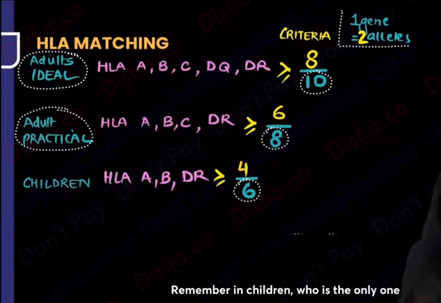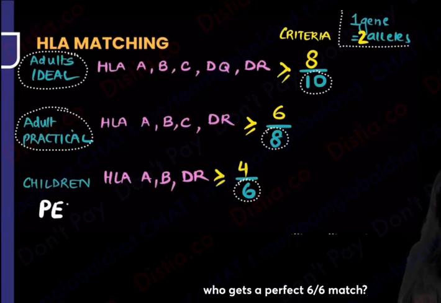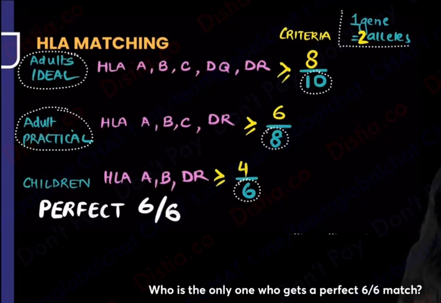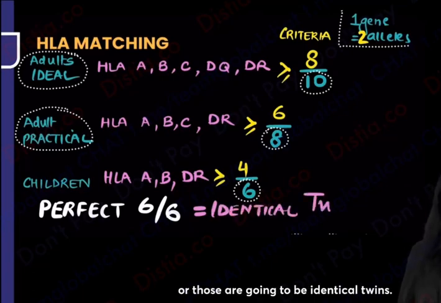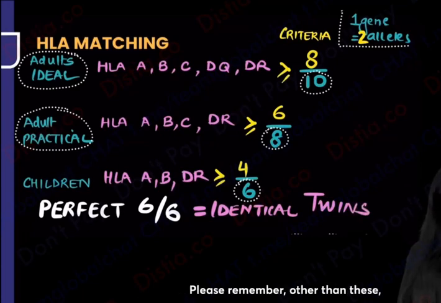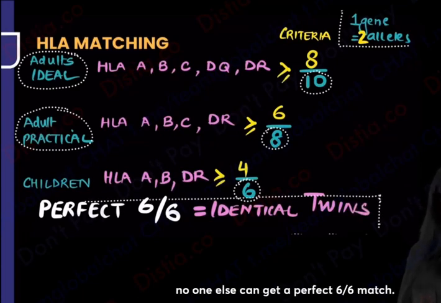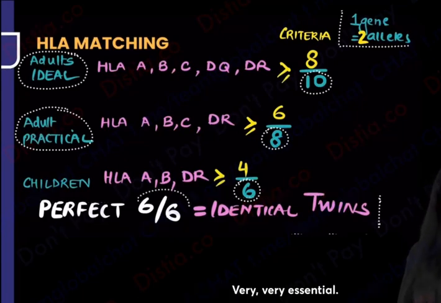Remember, in children, who is the only one who gets a perfect 6 on 6 match? That is going to be identical twins. Please remember, other than these, no one else can get a perfect 6-on-6 match. Very, very essential. I hope everyone's okay with this.